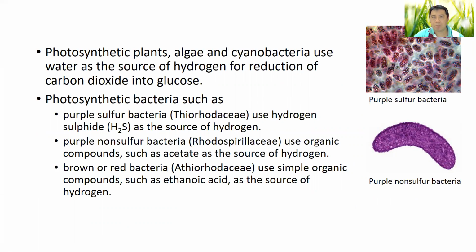Photosynthetic plants, algae, and cyanobacteria use water as the source of hydrogen for reduction of carbon dioxide into glucose, whereas photosynthetic bacteria such as the purple sulfur bacteria use hydrogen sulfide as the source of hydrogen. Then the purple non-sulfur bacteria use organic compounds such as acetate as the source of hydrogen. The other ones, the brown or red bacteria, use simple organic compounds such as ethanoic acid as the source of hydrogen.